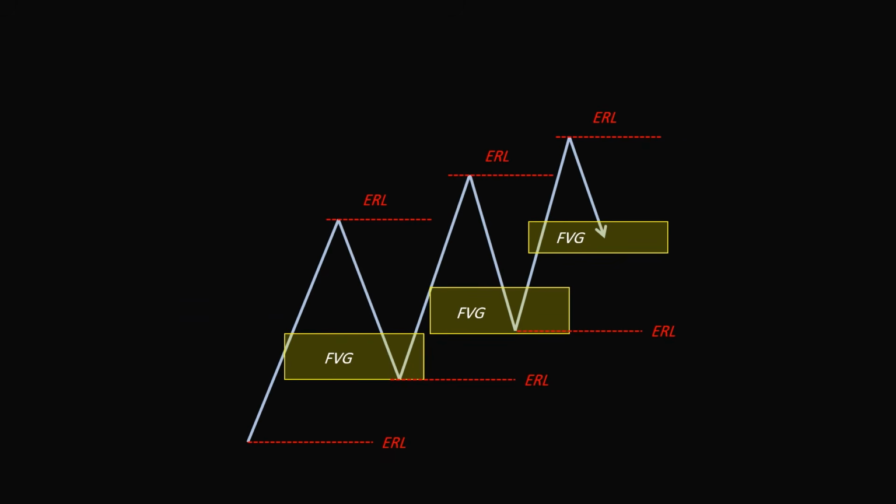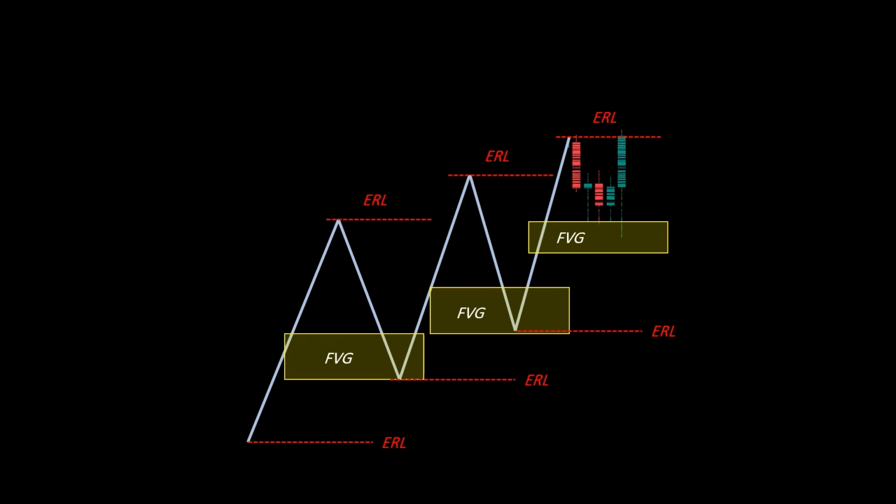The next, and arguably even more important way to forecast market direction is by observing how price reacts when it enters a fair value gap. If price respects the gap, meaning it pauses, rejects, or bounces upward, that's a strong clue that price is likely heading toward upper external liquidity. It's showing that buyers are stepping in, and that area is acting as a support zone.